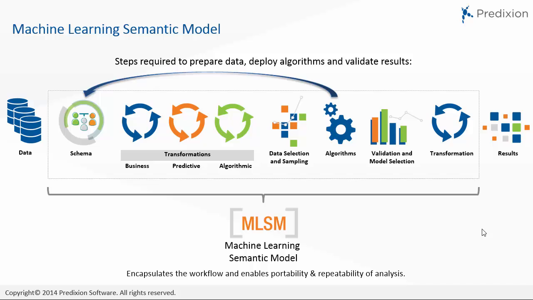The core of the technology in Predixon Insight is the machine learning semantic model. This is the technology that encapsulates all the steps required to prepare and shape data, deploy algorithms and analytics, and validate the results into a complete and reproducible package. In Predixon Insight 4.0, we've surfaced this in the final product, so you'll be interacting directly with packages.